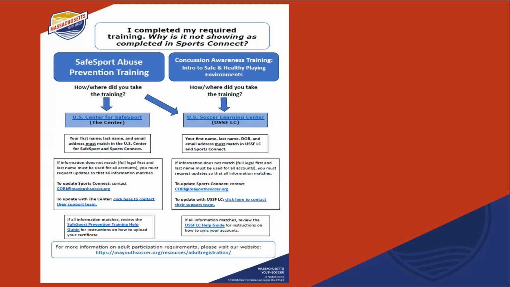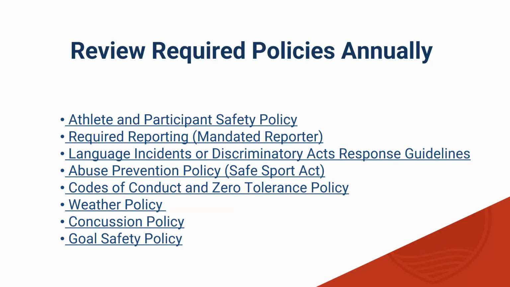We realize that following the details of the Safe Sport abuse prevention and concussion trainings can be a lot of information. So we've created this document to help explain it a little better. This document shows you the options you have for taking the trainings, that both can be taken through the U.S. Soccer Learning Center, which should link directly to your Sports Connect account, and what to do if for some reason they do not. As part of your annual adult registration process, you're expected to complete an annual review of our required policies. You'll find links to all these policies on the adult registration webpage.